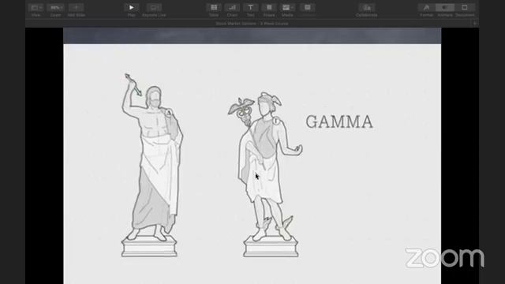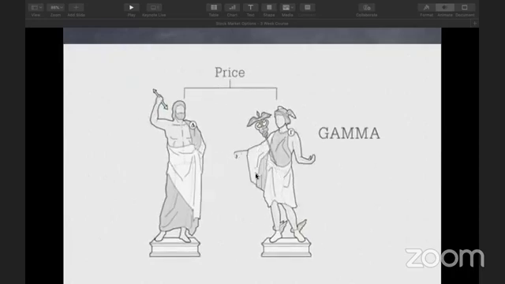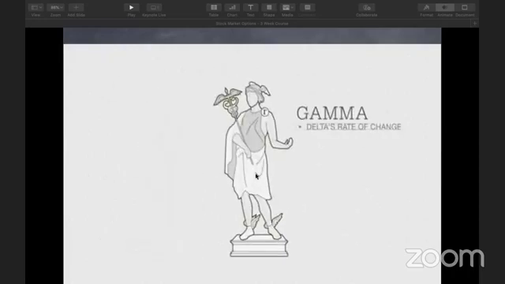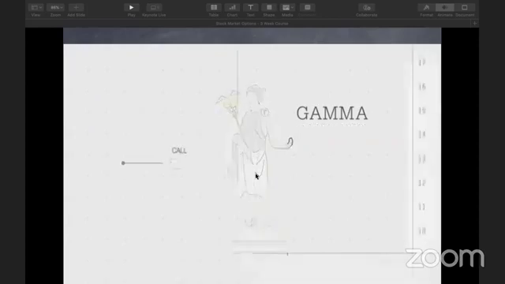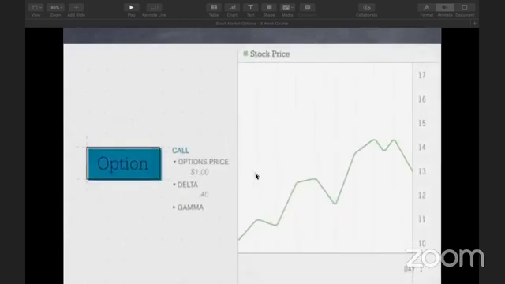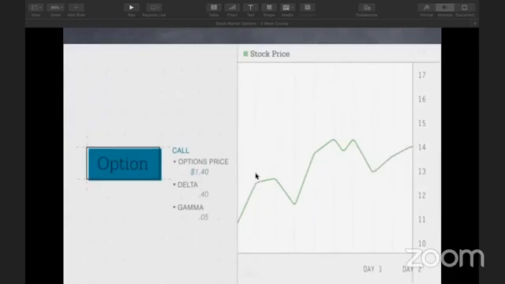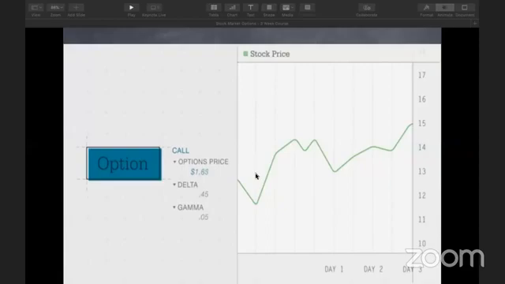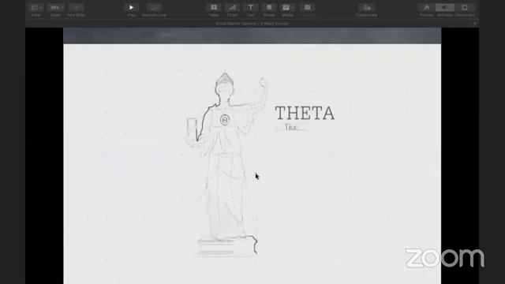Gamma is delta's Hermes, his right-hand man in the price domain. Gamma measures delta's expected rate of change. If an option has a delta of 0.40 and a gamma of 0.05, the premium will be expected to change 40 cents with the first dollar move in the underlying. Then, to figure out the impact of the next dollar move, simply add delta and gamma together to find the new delta, 0.45. Let's move on to theta, the Greek of time decay.